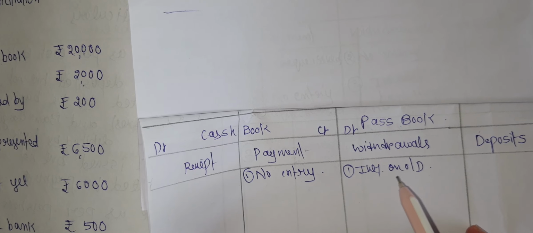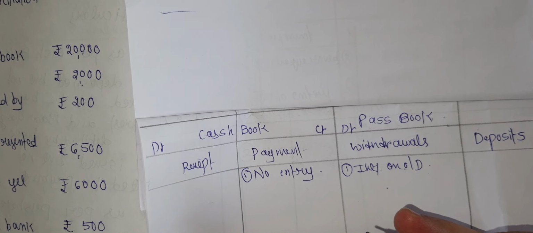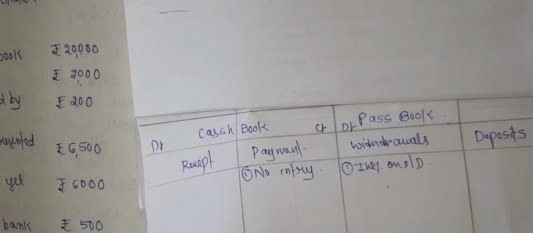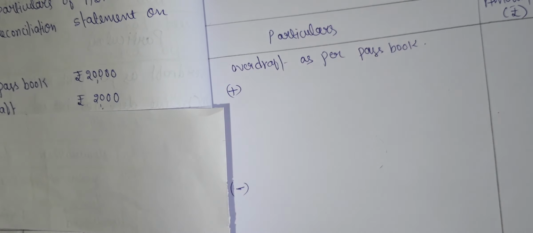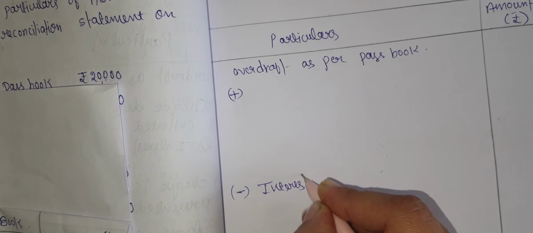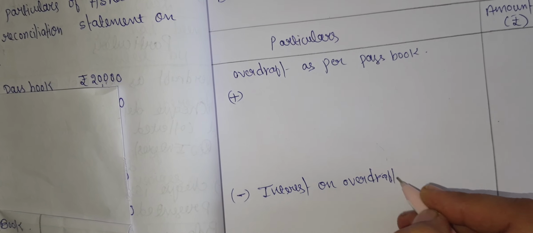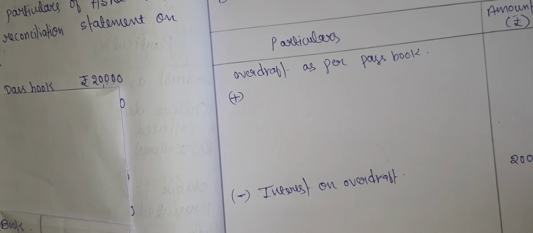So here what is the effect on passbook? Passbook balance is less or decreasing compared to the cash book. Passbook balance is less means what? We need to deduct. See, write down: less interest on overdraft, that is rupees 2,000. Write down in the inner column.